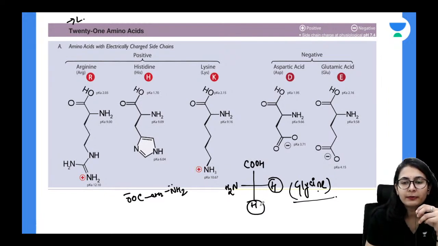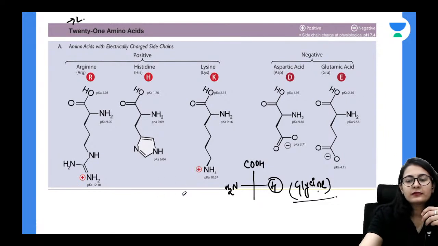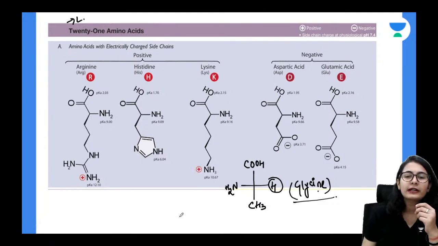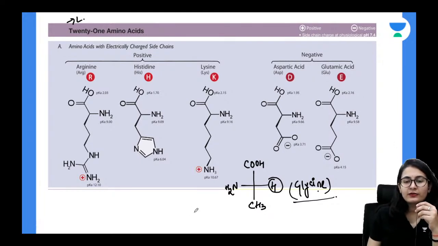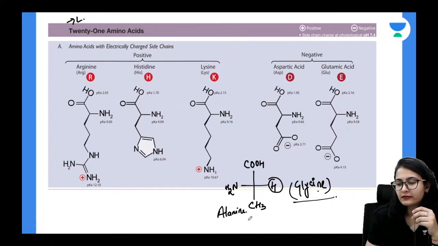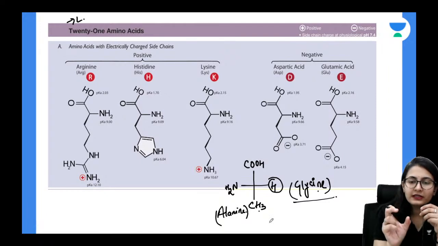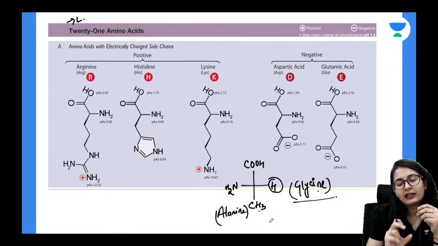What about if we replace one hydrogen? Replace it with what? Let's say methyl. Let's say I'm replacing this with a methyl. What will it become? It becomes alanine. This is alanine when I replace this hydrogen with one CH3. So what do I call this CH3? It is a side chain, a methyl group in the side chain.